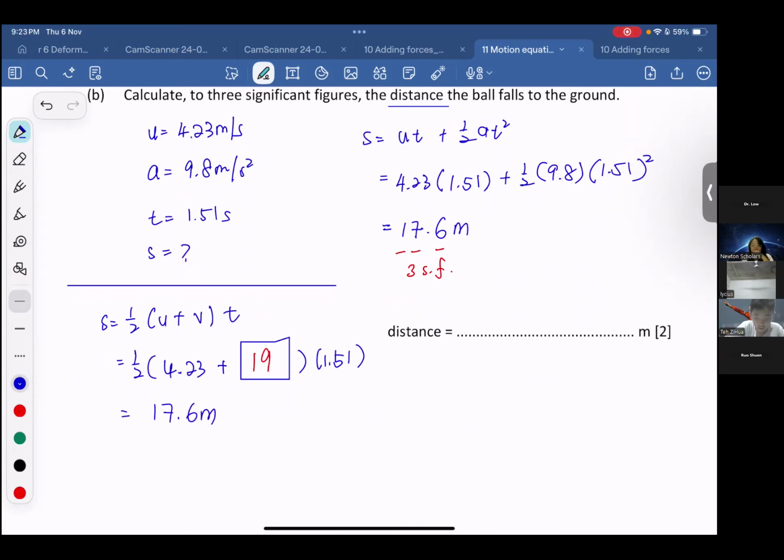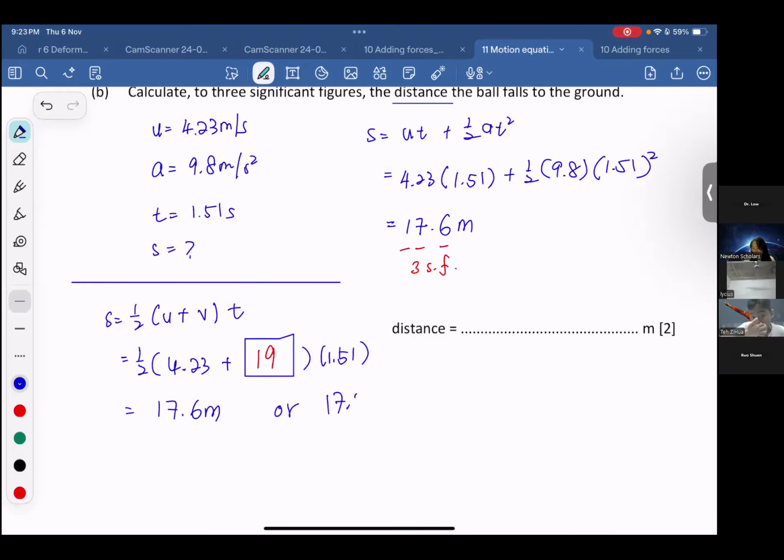In the end, I changed to the other formula. Oh, you changed to another formula. This one should be able to get 17.6 or 17.5 meter. Both answers in the answer scheme can be accepted. Either one. So you can use a lot of formulas for you to solve.